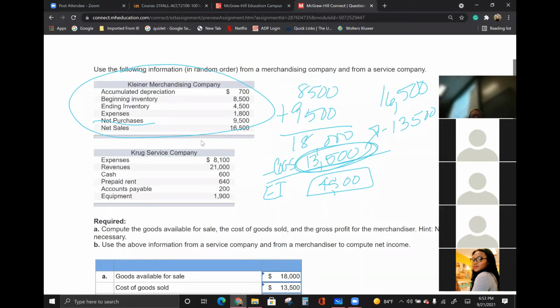Okay, so we have calculated what was available to sell. And then we knew the ending inventory, so we were able to back into what my costs were of the inventory that I sold. And now that I know what my sales are and my cost of goods, I can figure out my gross profit.